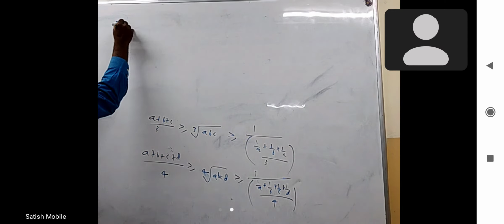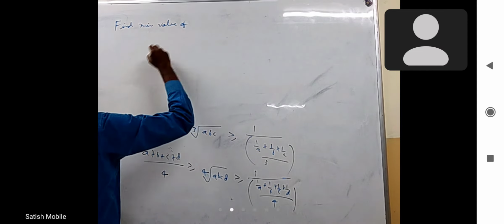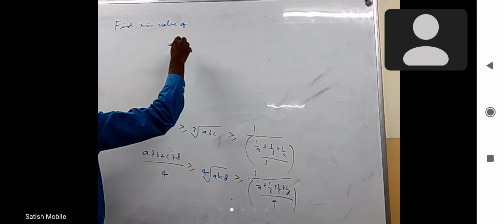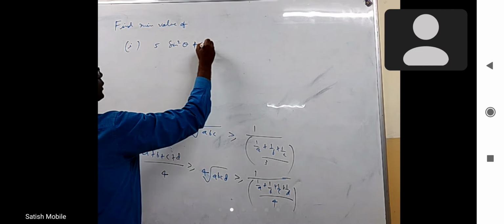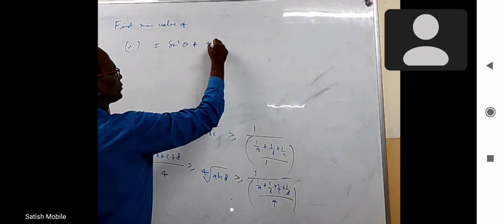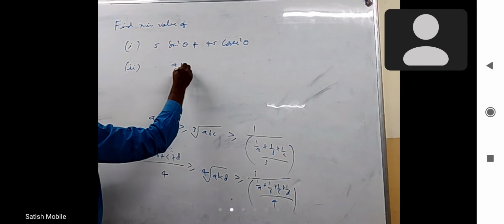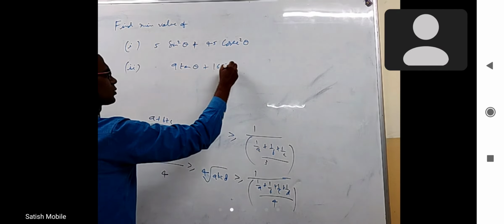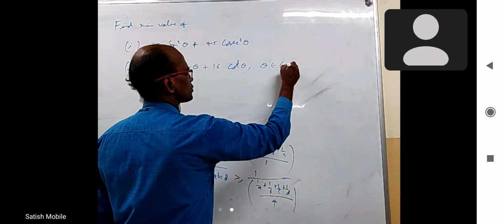Okay, find the minimum value of, first one, 5 sin square theta plus 45 cosecant square theta, or 9 tan theta plus 16 cot theta, where theta belongs to 0 to pi by 2.